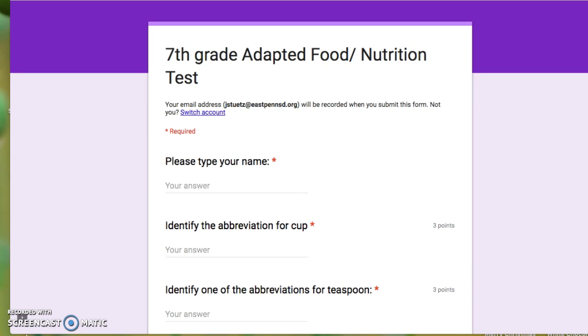Choose the best answer. When should you wash your hands? Mark only one oval. When you use the restroom? After petting an animal? When preparing food? All of the above.